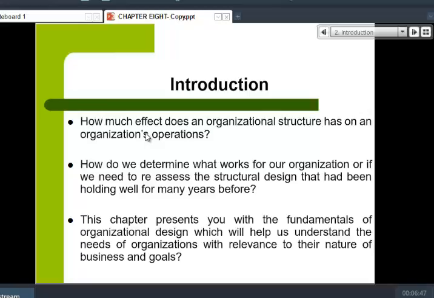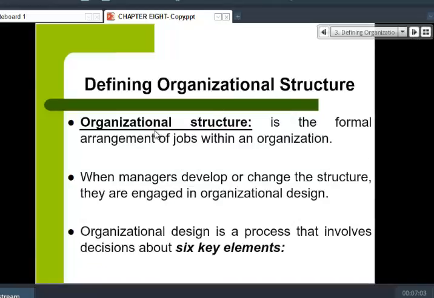So this chapter tries to present the fundamentals of organizational design, which help us to understand the needs of an organization in relation to the nature of its business and goals. What is the organizational structure? It might come into the exam as a multiple choice question. I'll give you this definition and several answers or elements, and you need to choose the best answer that fulfills the concept.